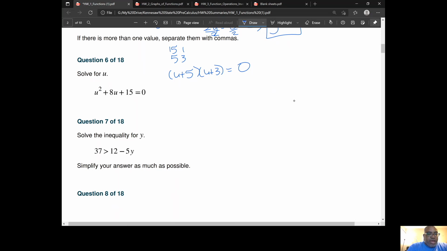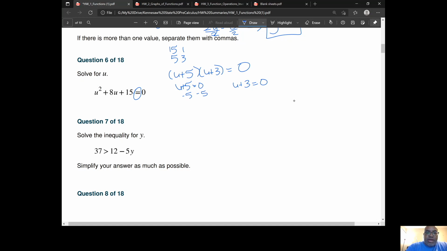No, it says solve for u. We have an equal sign here, so it means we need to find what is u. We actually need to get the values for that. So there are two possibilities. I have u plus 5 equals 0, or I have u plus 3 equals 0.